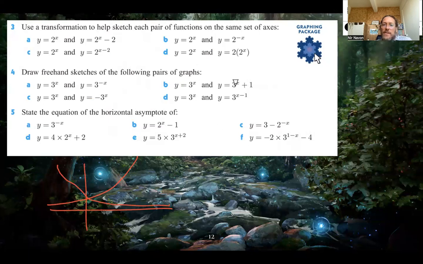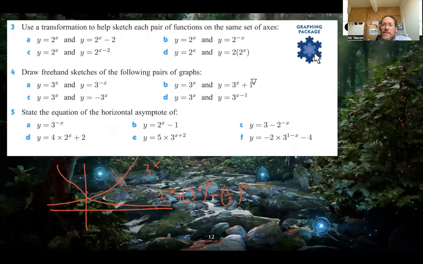3 to the power of x and 3 to the power of x plus 1. So this is 3 to the power of x, and this is 3 to the power of minus x. Why is that, by the way? Because this is actually like 3 to the power of minus 1 to the power of x, which is 1/3 to the power of x. So this is why it's a reflection looking like that.